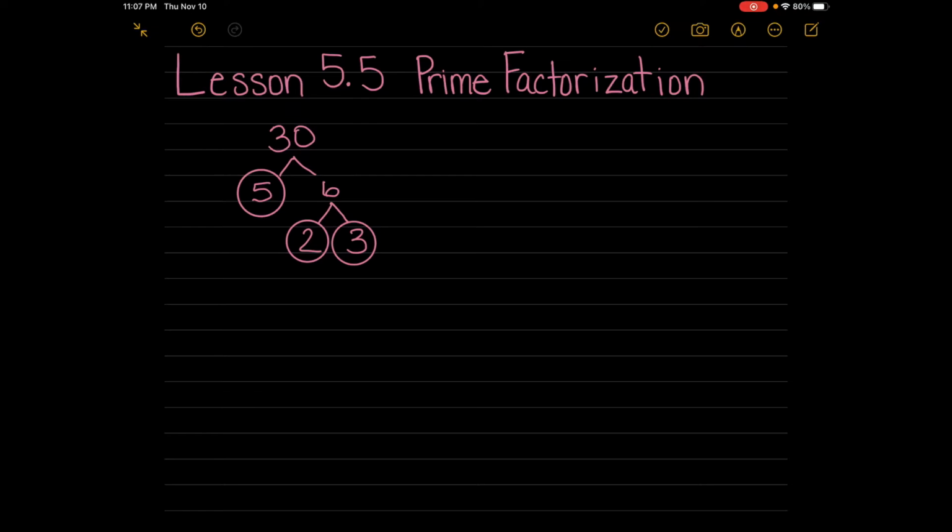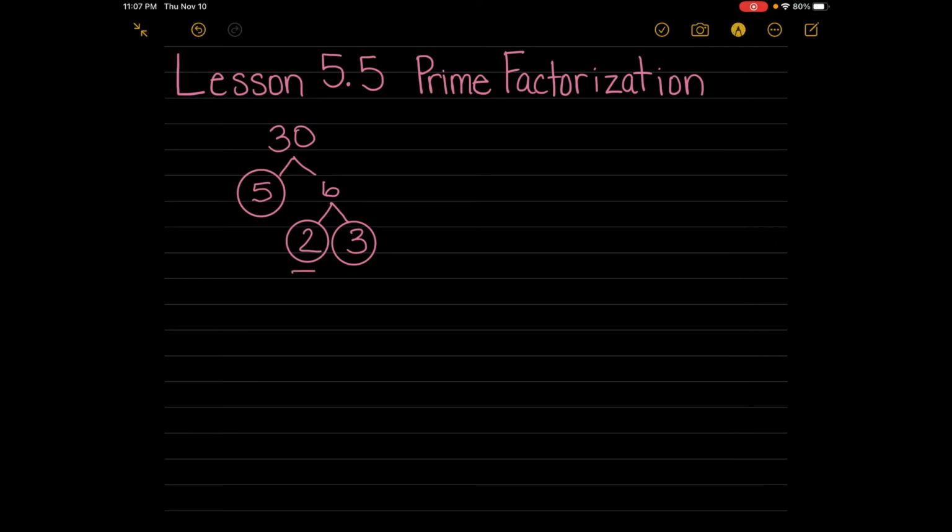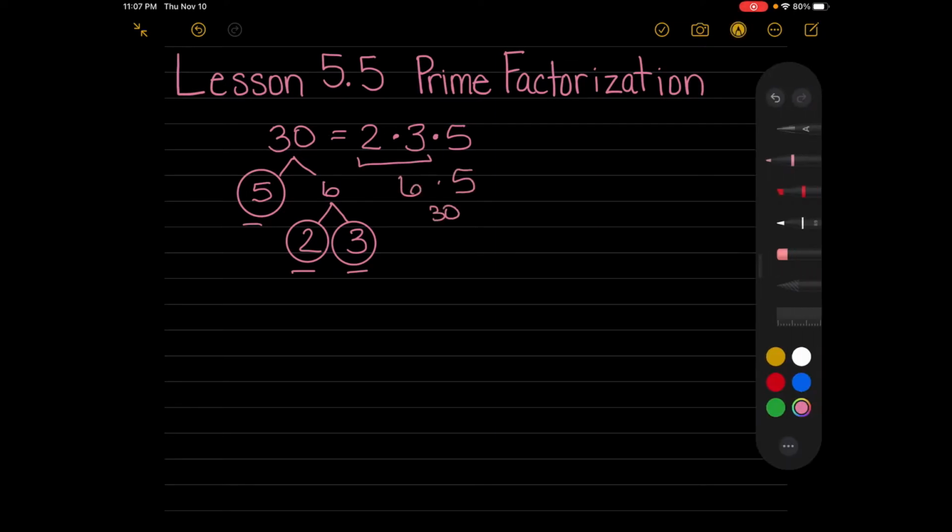Then now I have my prime factorization. When I multiply these three numbers together, they will equal 30. So I'm going to go up here and I'm going to write those three numbers in order. 2 times 3 times 5. Let's test it. 2 times 3 is 6. And 6 times 5 is 30. So that works. So that means I have the right prime factorization.